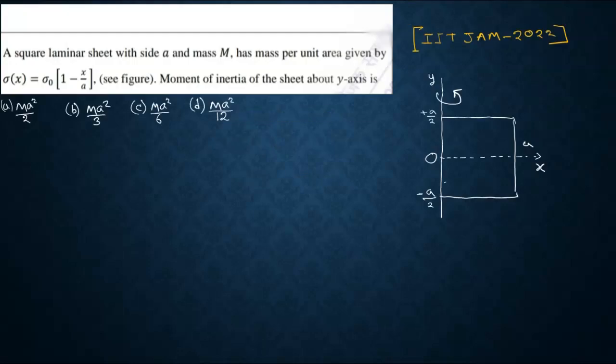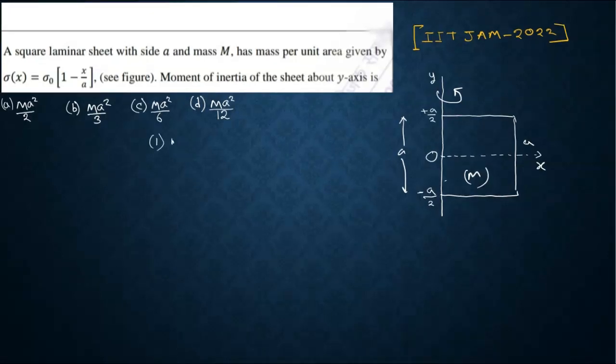Well, the first question is from IIT JAM 2022, where we are asked to find the moment of inertia of a square lamina with side A and mass m. Means this side is A, of mass m, and we're given the mass per unit area, which is sigma x equals sigma naught into 1 minus x by A. To find the moment of inertia about the y-axis, I think this axis, right? So let's draw the picture again.